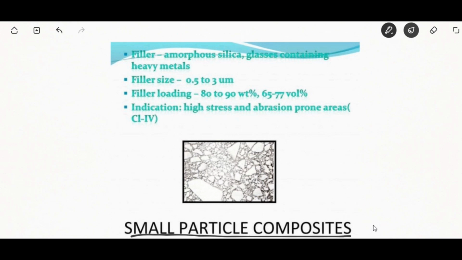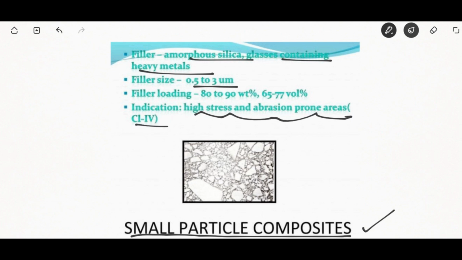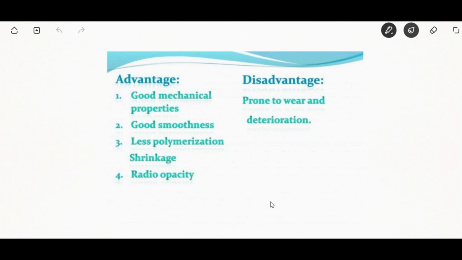The next are the small particle composites. Here the filler is amorphous silica glass containing heavy metals. The filler size is 0.5 to 3 micrometer. They are indicated in high stress and abrasion prone areas like class 4 cavity. The advantages are they have good mechanical properties, good smoothness, less polymerization shrinkage, radiopacity, but they are prone to wear and deterioration.